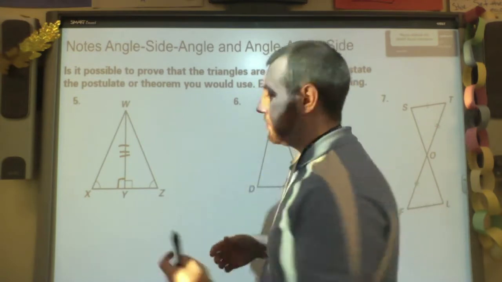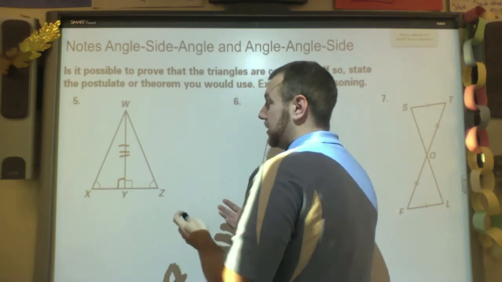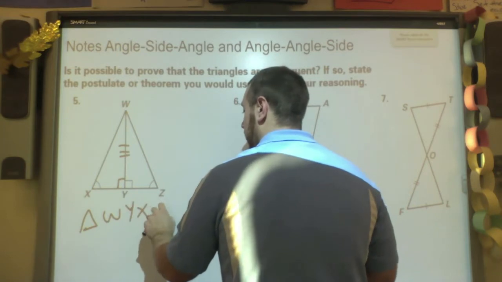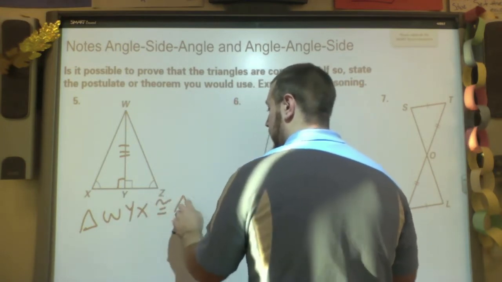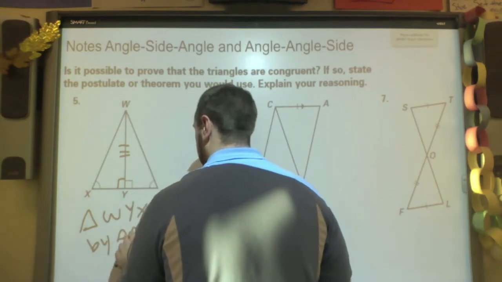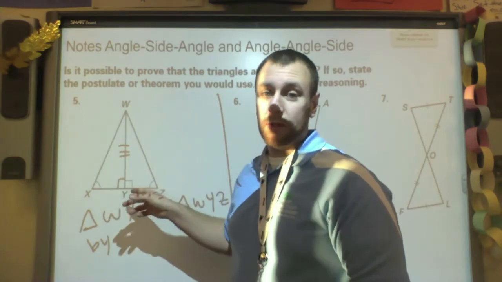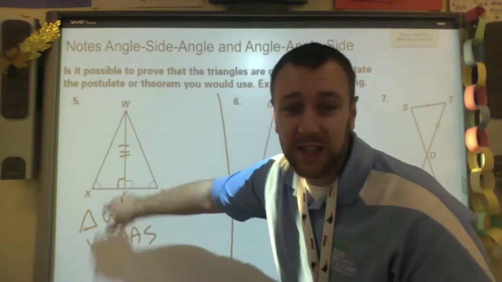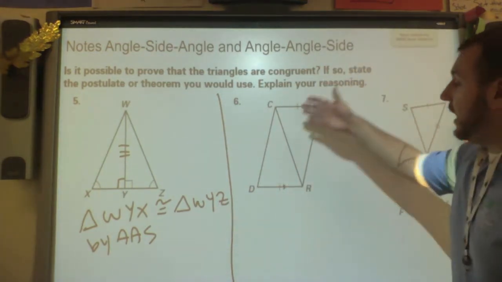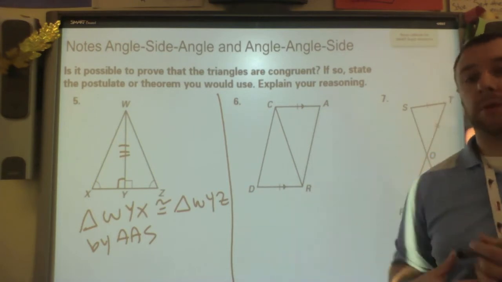How do I know that? Angle, angle, side. I would say triangle WYX is congruent to triangle WYZ by angle, angle, side, because that side is not in between those two angles. It might look like they're the same, but I can't mark them. The next thing here for number 6, again, brings back the previous unit.